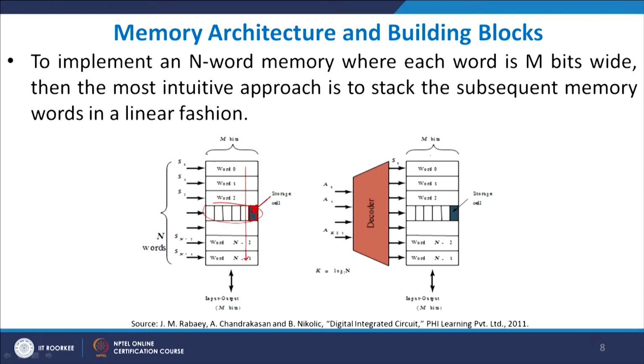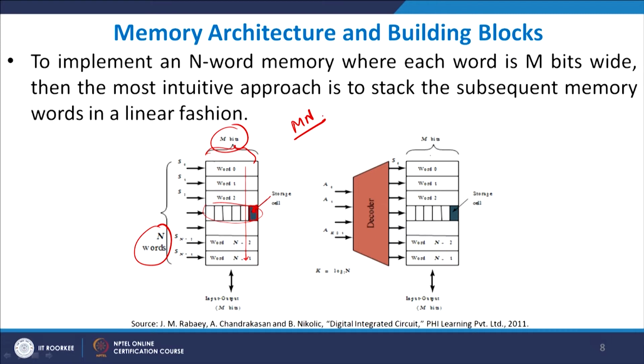Let us suppose there are m bits and there are n number of words. So there are n words with each word having m bits, and therefore m times n is the total number of bits which you can store in this case.